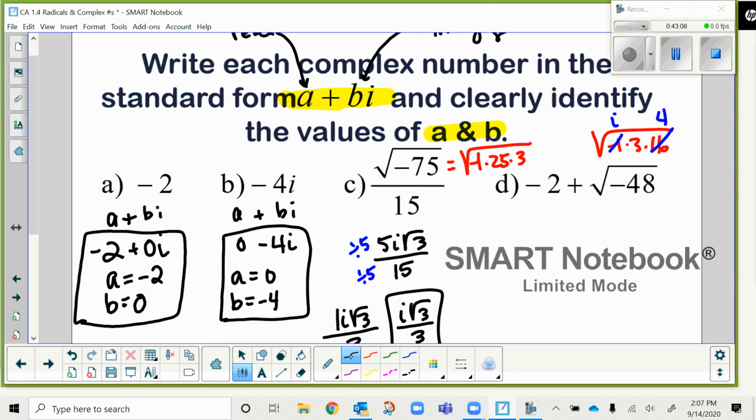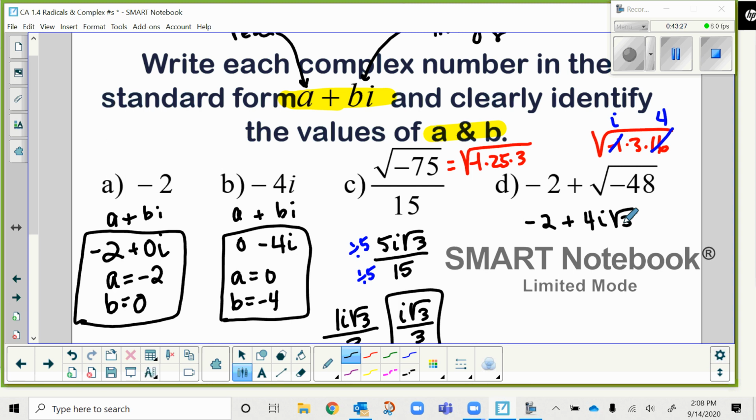So then here's what the next step looks like. This is just me simplifying the radical. -2 plus 4i radical 3. And actually, that's already in a plus bi form. I don't even have to do anything else.